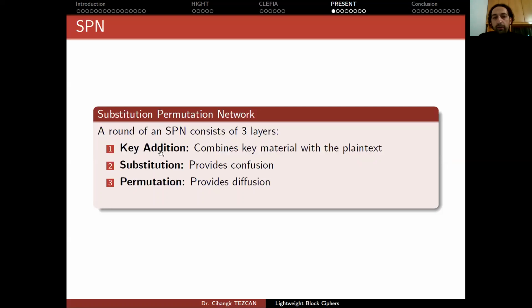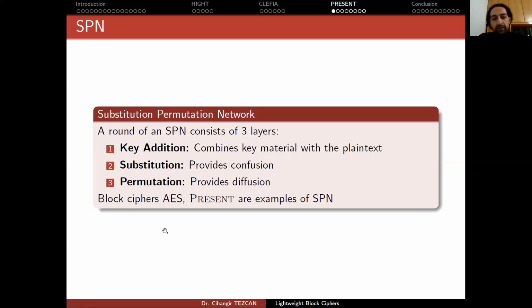At the key addition layer, we combine the key material with plaintext. So if you have round keys here, you combine it with your plaintext, or the input of the round, let's say, but most of the time, this is as simple as an XOR operation. At the substitution layer, we provide confusion. Sometimes we use S boxes here, but sometimes we can use different operations like modular addition. At the permutation layer, present simply permutes the places of the bits, but in AES we perform matrix multiplication, so it depends on the layer you provide, but this provides diffusion.